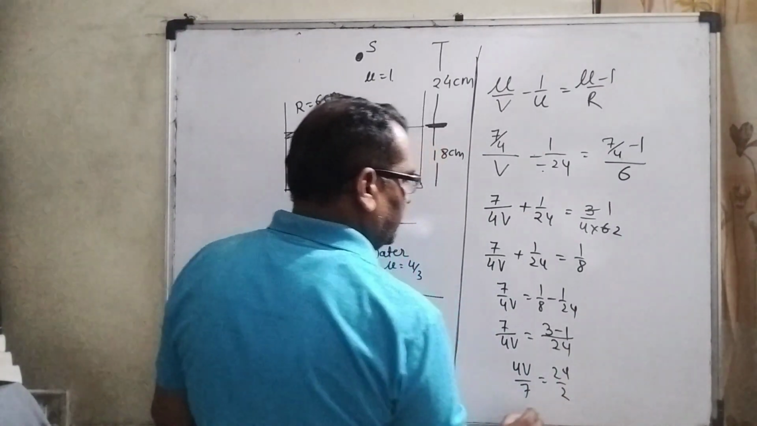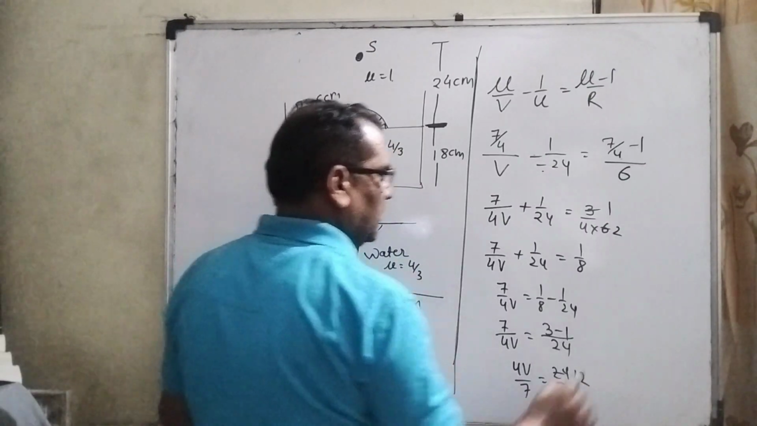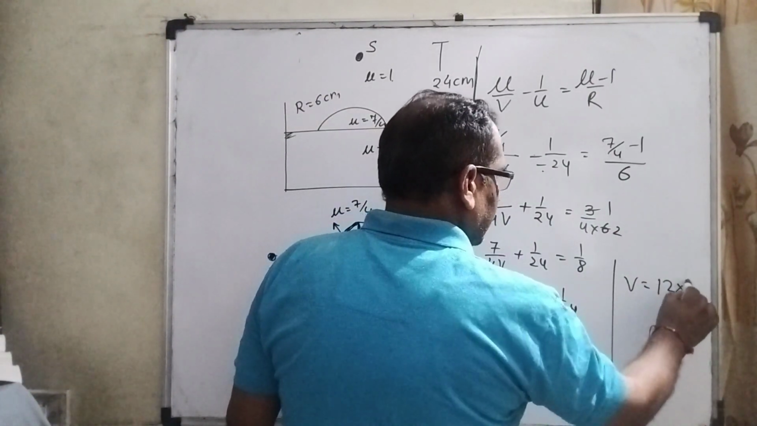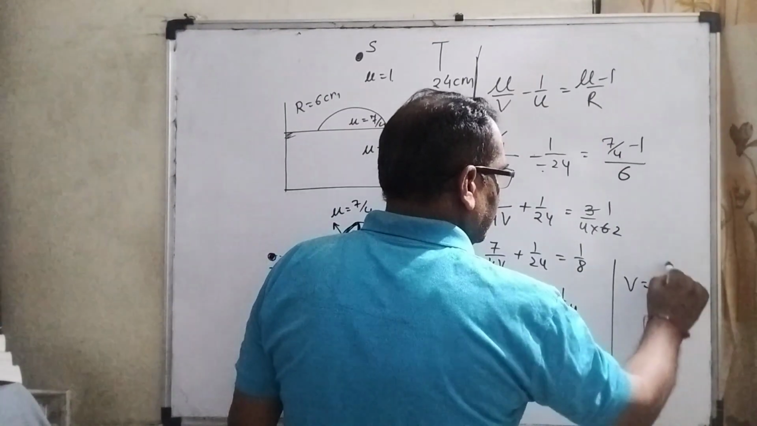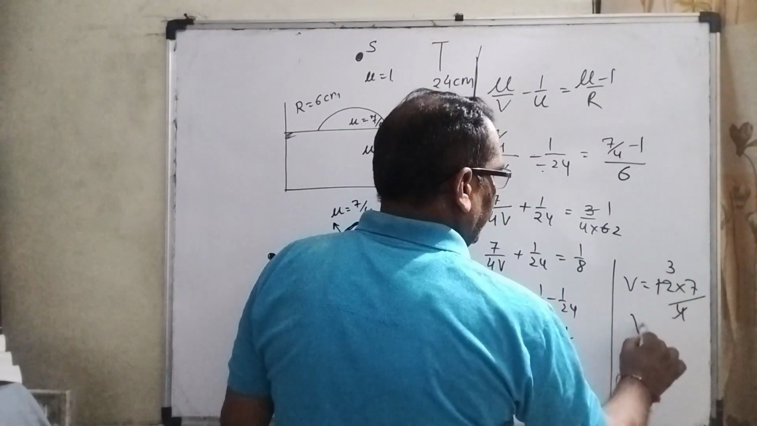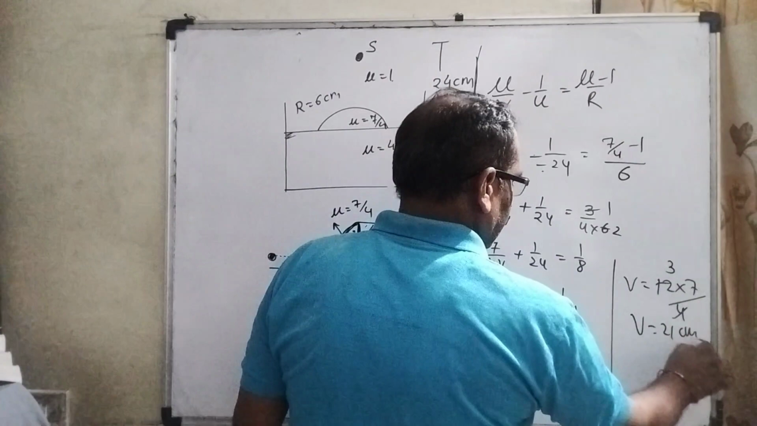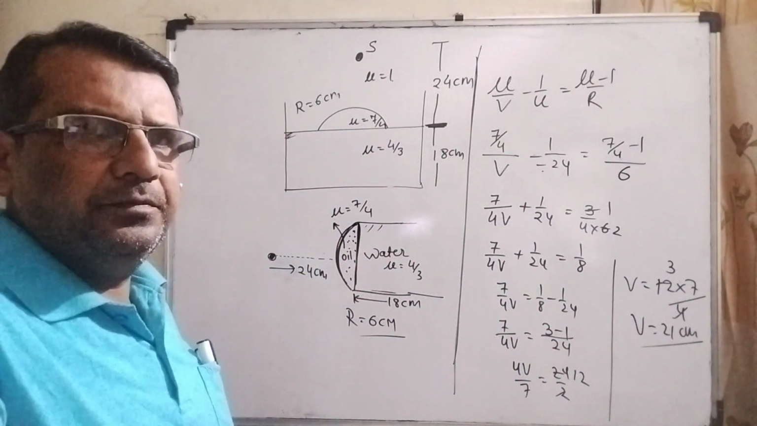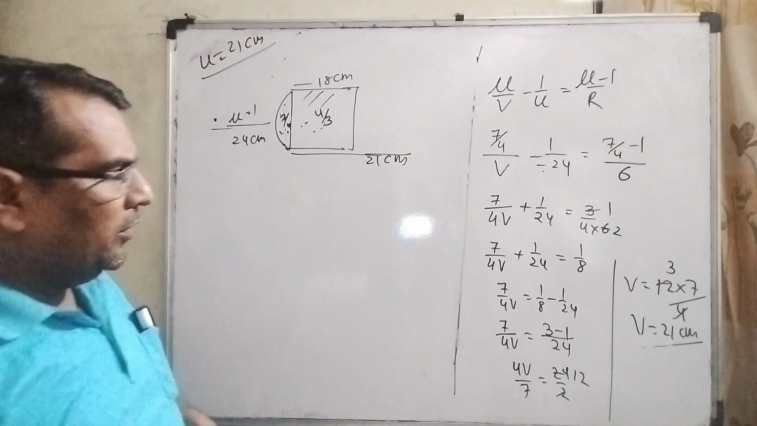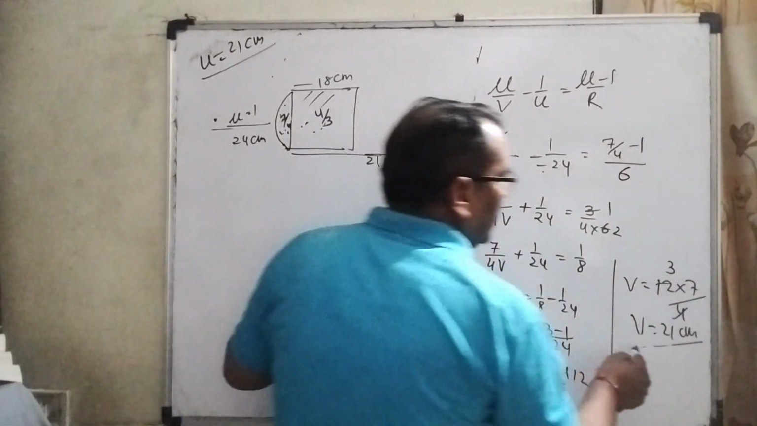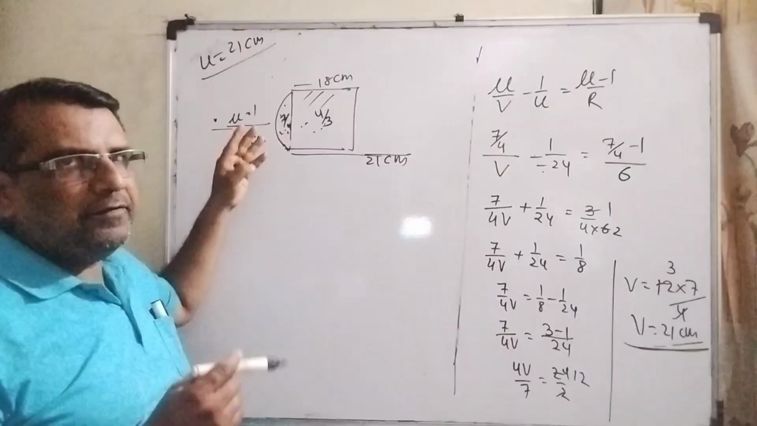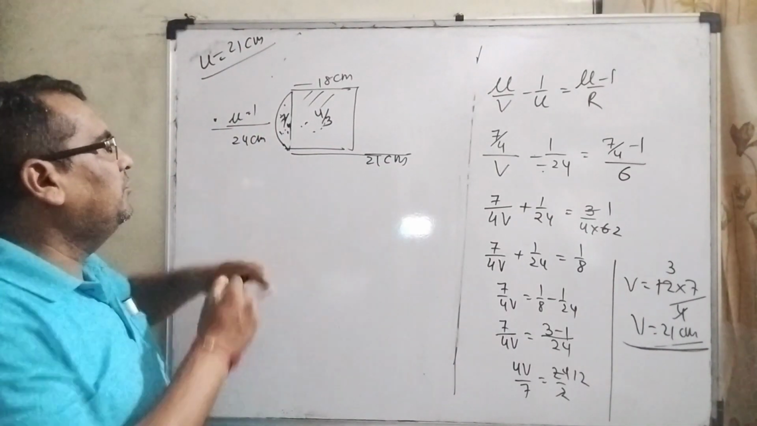24 by 2 is 12. Then V should be 12 into 7 by 4, 4 3s are 12. V equal to 21 centimeter. Okay, it is for the first condition. Now for this image, now this image is considered as an object for the second phase. Second phase means from oil to water.